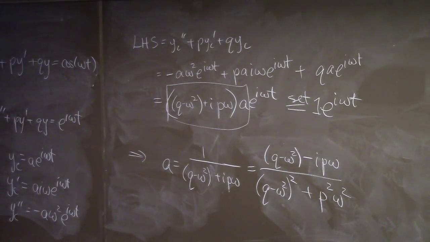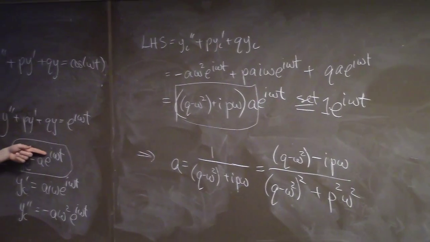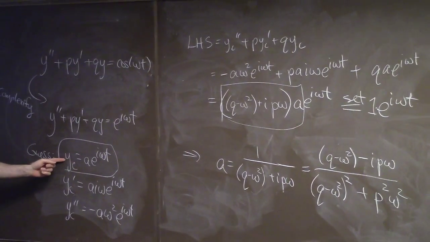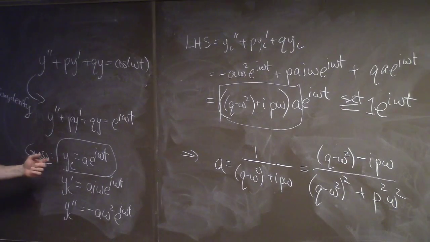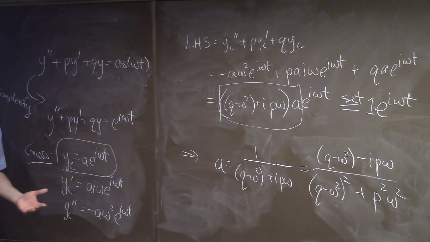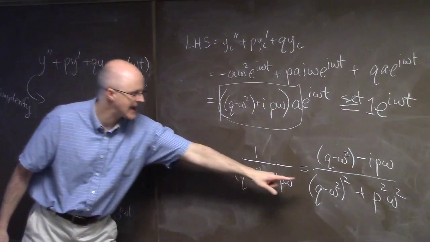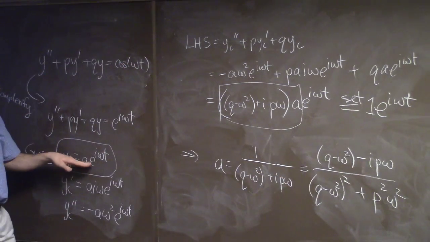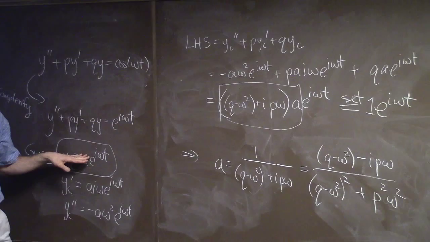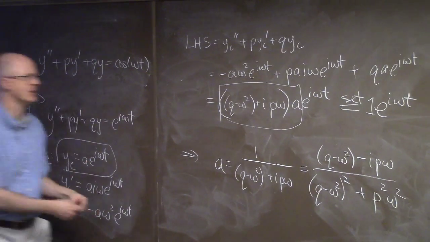All right? Yikes, kind of nasty looking. That is evidently what we need to multiply e to the i omega t by to get yc. And then what would I have to do to find yp? I'd have to find the real part of that, which means I need to multiply this crazy thing by cos omega t plus i sine omega t. Yikes. Well, it's not so bad.